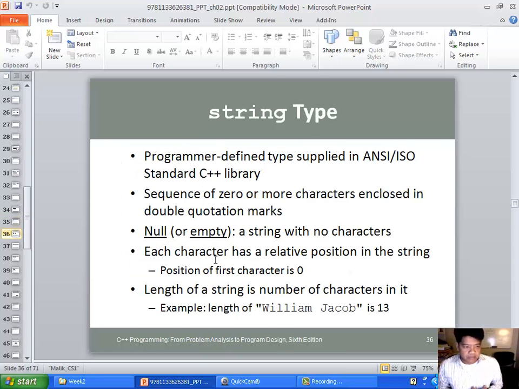String type. I want to talk to you a little about string type, but let me stop this recording.